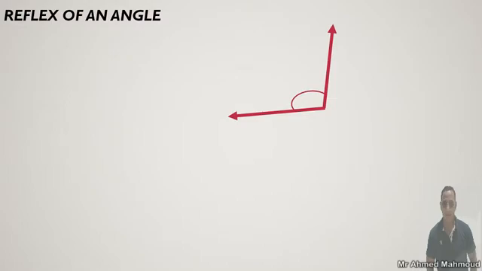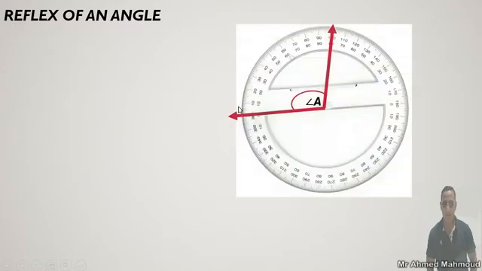Okay, now we need to learn about the reflex angle. If we have an angle like this, called angle A, and its measure, as we see from 0 till 100 degrees, the measure of angle A equals 100 degrees. Angle A here is an obtuse angle.